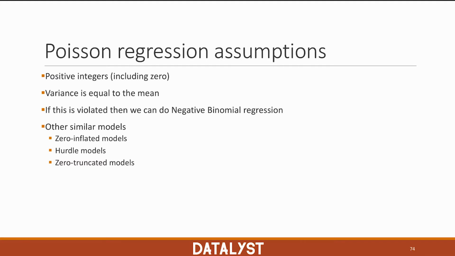And there are some other models related to Poisson regression, like zero-inflated models or Hurdle models, which are used in cases where the number of zeros in our dataset is considerably large. These models are a bit more advanced, but it's good to mention them.